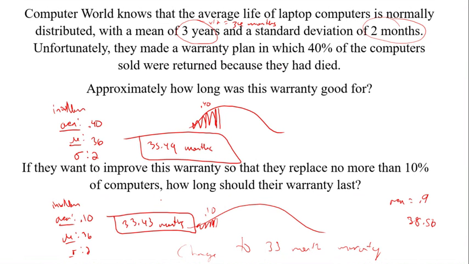So always look at the context of the problem if you're not sure whether you should do like 1 minus the value or not. Always look at the context of the problem. This can't be correct because that means they would increase their warranty to 38.5 months, where they had to replace 40% of them with only a 35-month warranty. So no way would they want to increase that to 38 months. They want to reduce it to 33 months, so they're only replacing at most 10% of the laptops. So hopefully that made sense.